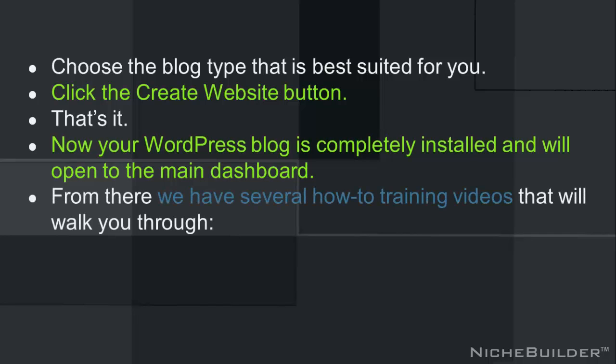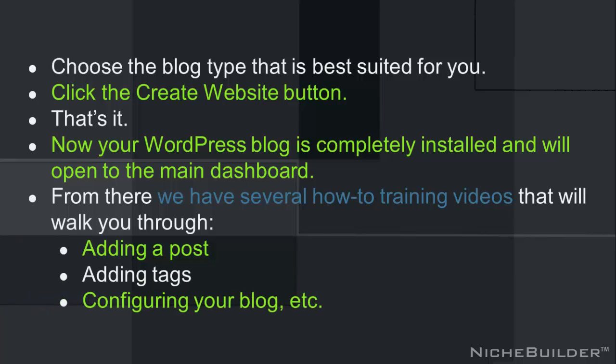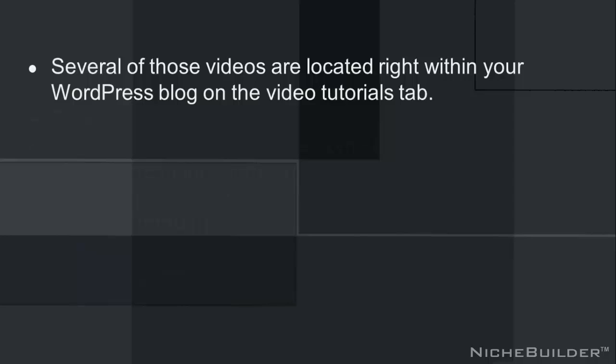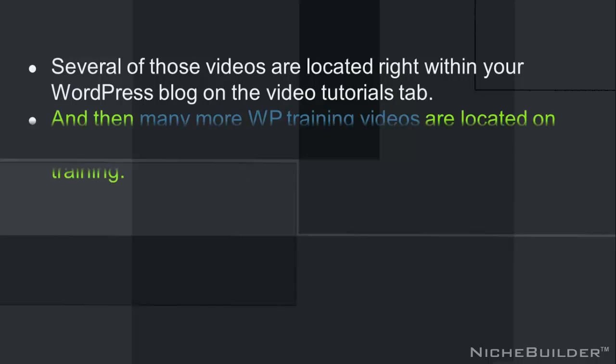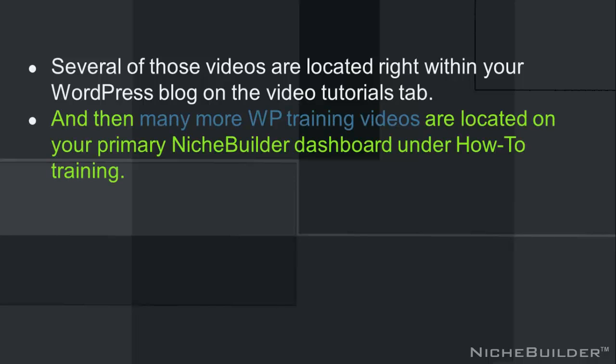From there, we have several how-to training videos that will walk you through adding a post, adding tags, configuring your blog, etc. Several of those videos are located right within your WordPress blog on the Video Tutorials tab, and then many more WordPress training videos are located on your primary NicheBuilder dashboard under How To Training.